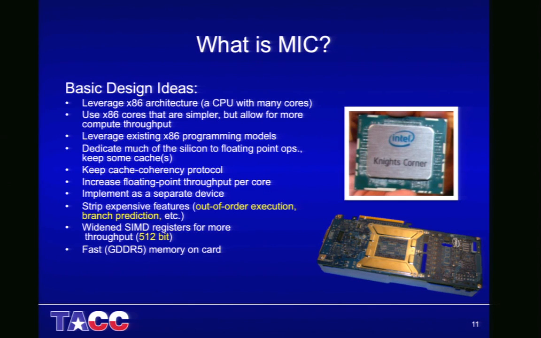But what they try to do is strip some of the expensive features. And I point this out because some of these expensive features are things that we've come to know and love and take advantage of in HPC, in particular out of order execution and branch prediction. So some of the things that have been stripped down to get more cores on the die might also be making our programming life a little bit more difficult.